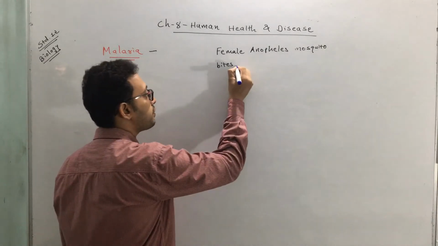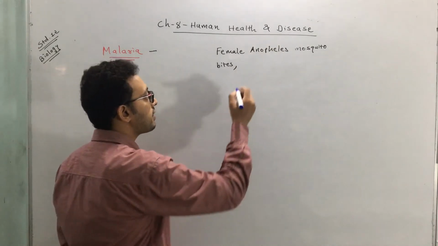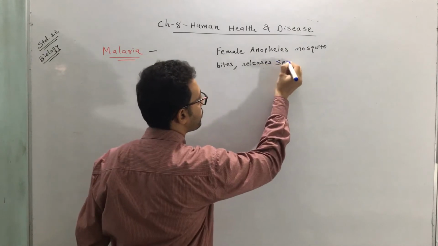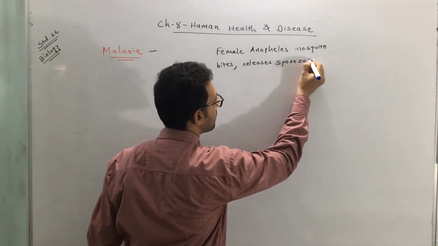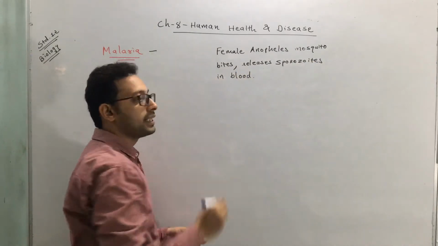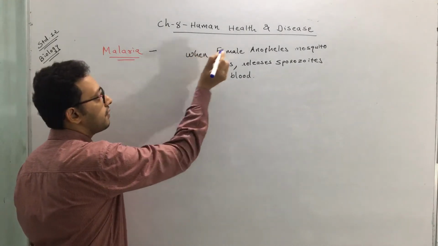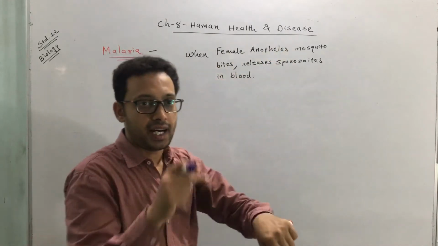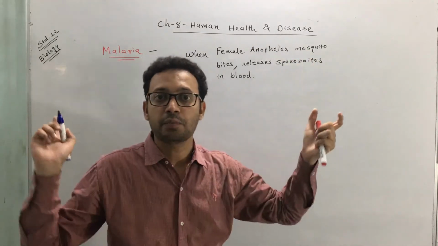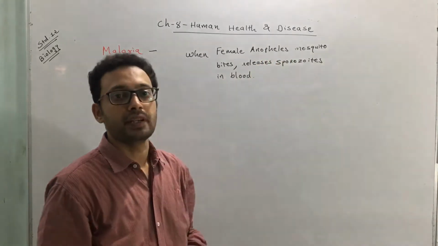So what is the content that is present? If this female Anopheles mosquito is a carrier and infected one, it releases sporozoites in the blood. Okay, it releases the sporozoites in the blood. So when a female Anopheles mosquito bites, it releases the sporozoites. Sporozoites are a form of the parasite, that is plasmodium, what we have seen. They are released into our blood.